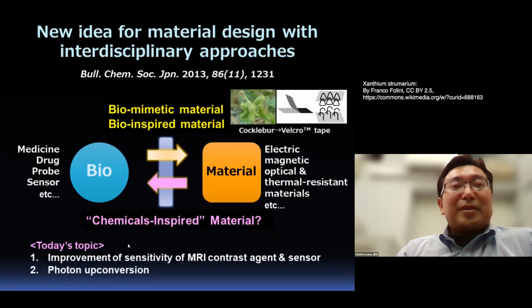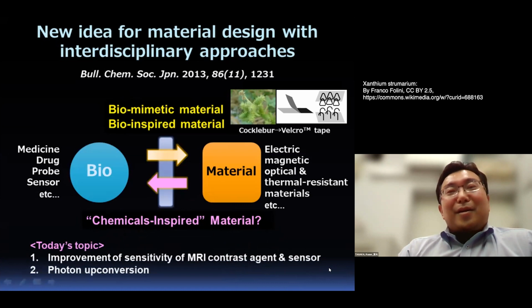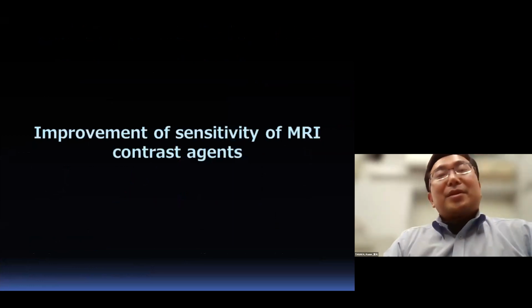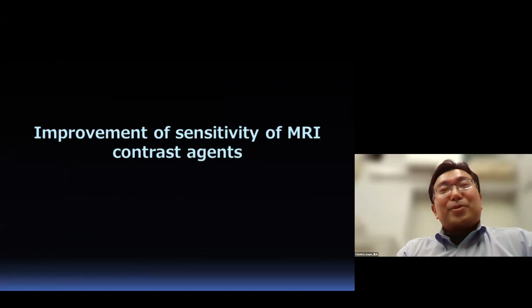Anyway, in this lecture, I will show several examples of chemicals inspired materials. We think that based on this idea, we can obtain unique function, and some of them can be helpful for solving problems in the current medical or biotechnology field. I will show the results and design concept. At first, I will explain the improvement of sensitivity of MRI contrast based on the chemistry for improving the thermal stability of plastics.